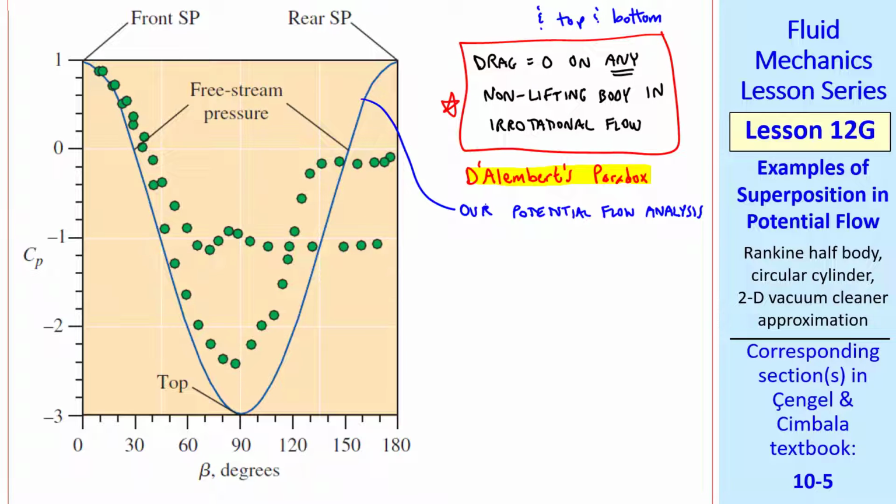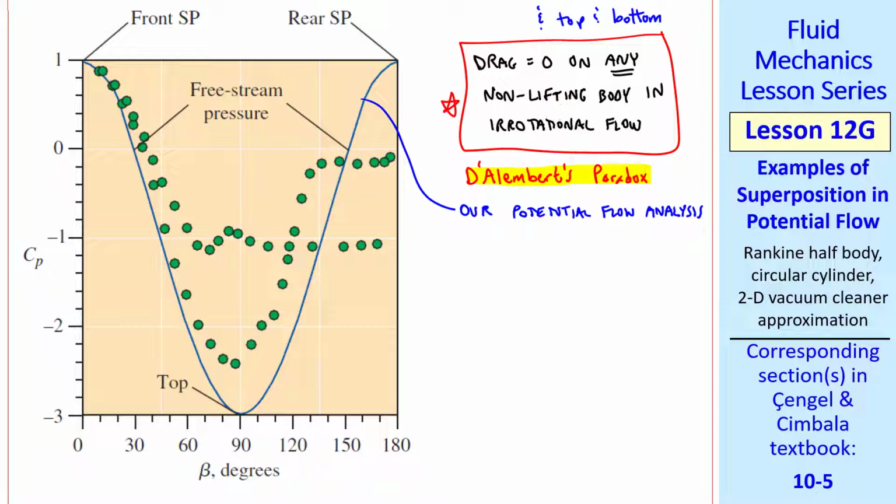The blue curve is our potential flow analysis, and we see that it's symmetric front and back. By the way, at the free stream pressure, Cp is 0. Cp starts at 1 at the stagnation point, dips to -3 at 90 degrees, and then back up to 0 at the rear stagnation point. Because it's symmetric, there's no drag.